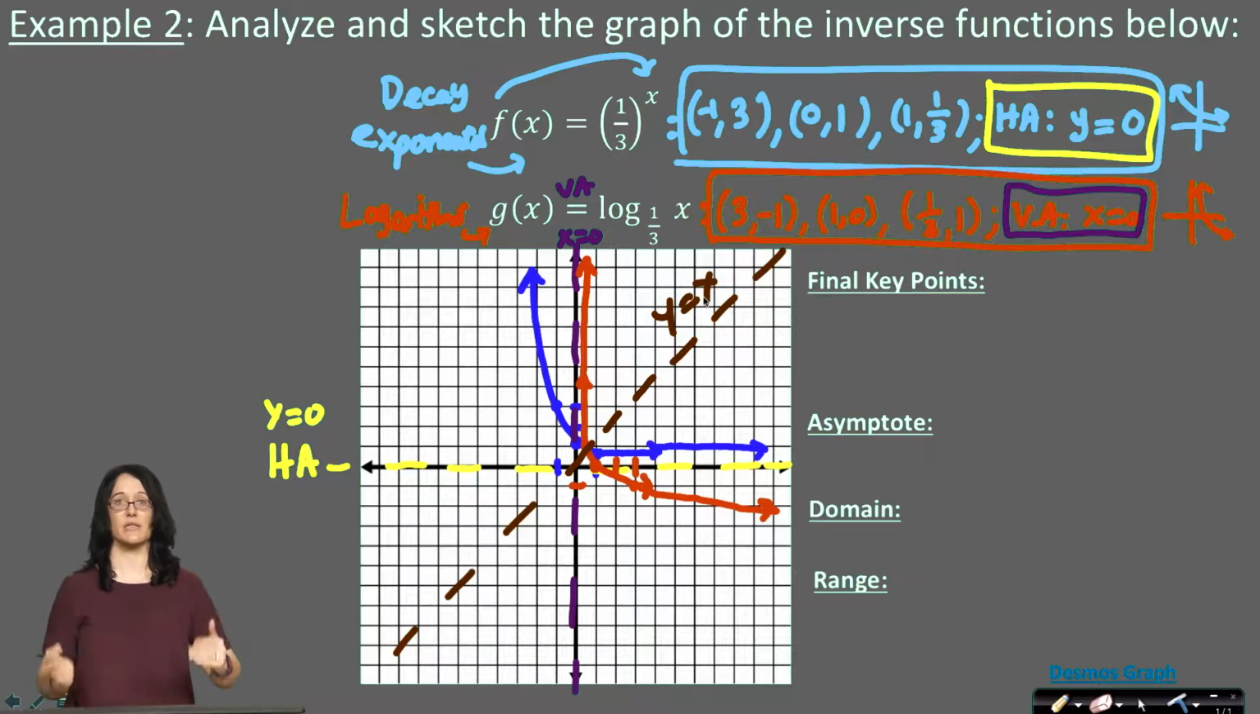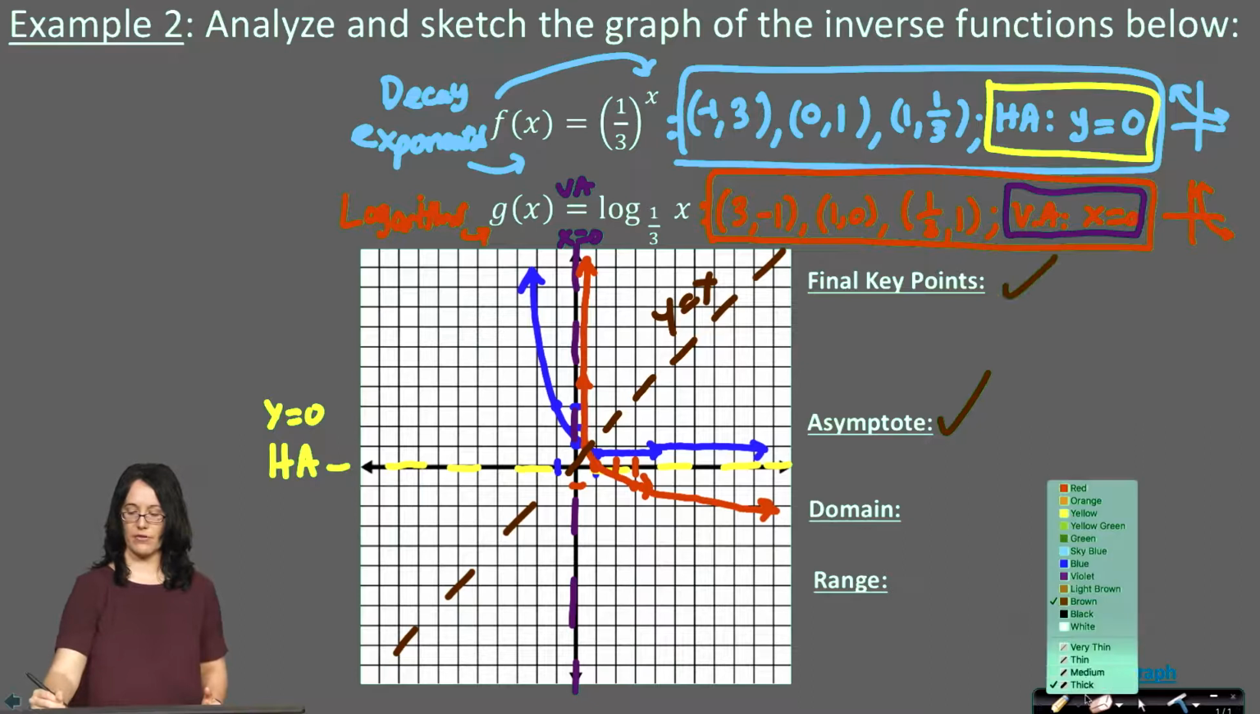You should be the same distance away from each direction to that line. Okay. All right, so the final 3 key points, you can see them labeled above. The asymptotes were also labeled above. The domain and the range of each, let's talk briefly about those.